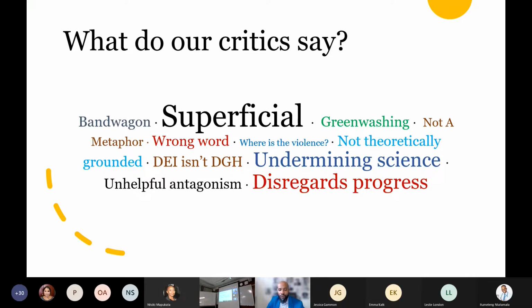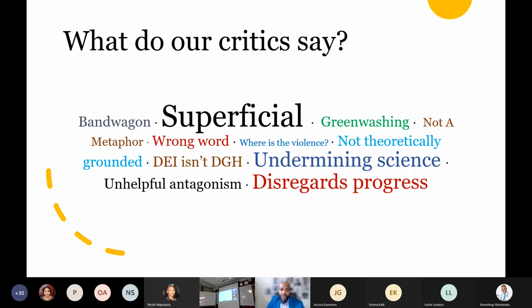And I remember after we published that paper on decolonizing global health, where the Southern Voices, a researcher from Germany sent me an inbox message saying that we are undermining science, and we're not.